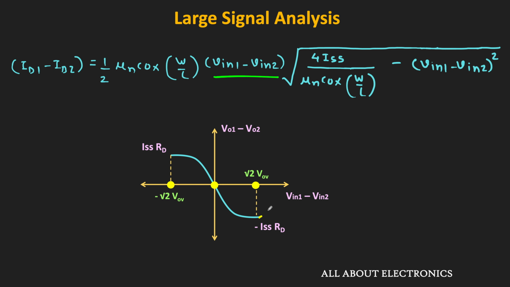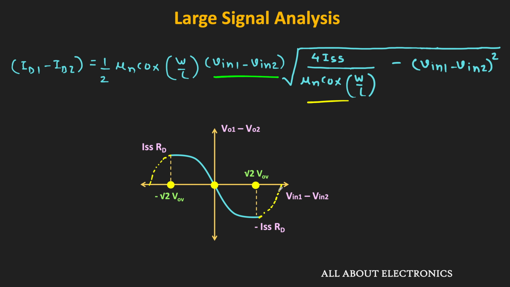Now as per this equation, beyond a certain value of this differential input, this square term will dominate and the differential output will start reducing. And at one point, this differential output will become 0. That means whenever this (V in 1 minus V in 2) whole square is equal to this term, then this entire term will become 0. And at that time, this differential output will become 0. But this result is contradictory to our previous result, right? So how is it possible?